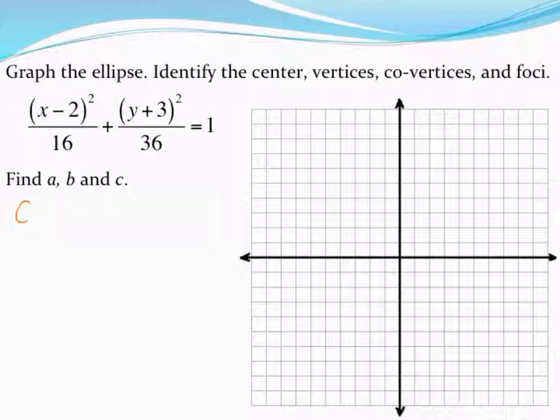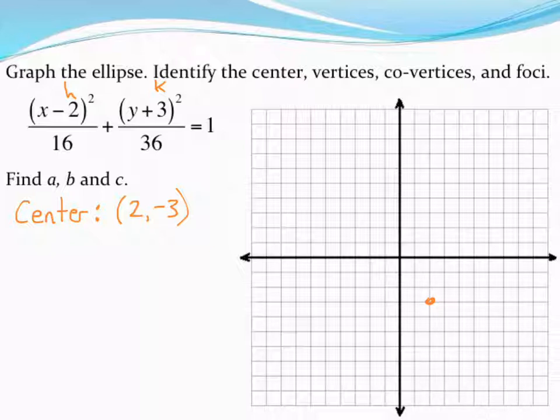For example, I know right away where the center of my ellipse is going to be. The center is made up of the h and k values. Those are the numbers in the parentheses with x and y. And I'm going to switch around the sign on each of those values. So my center is going to be at the point (2, -3). So let me go ahead and graph that point right away and get that on my graph. So (2, -3), right about there, is going to be the center of my ellipse.